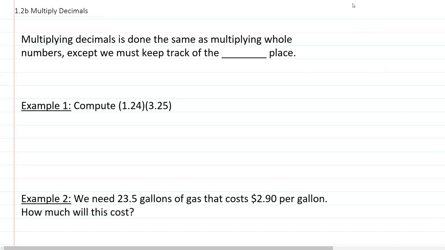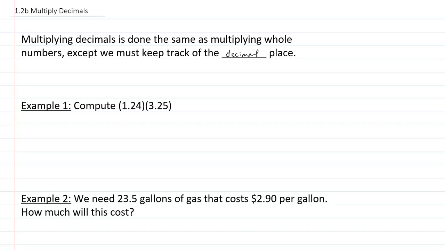1.2b, multiplying decimals. Multiplying decimals is done the same as multiplying whole numbers, except we must keep track of the decimal place. You'll see what I mean by this in the examples. So let's jump right into them.